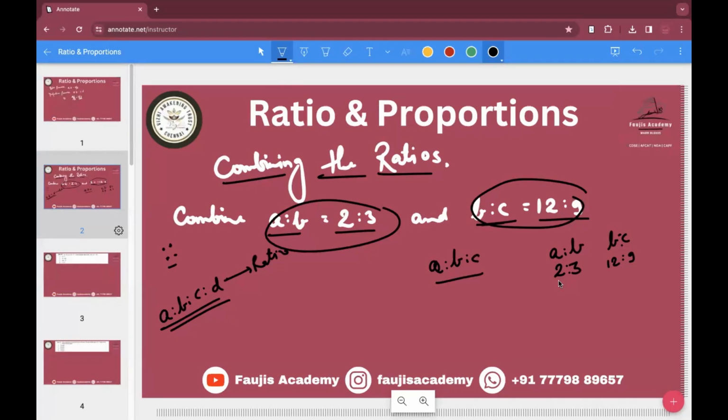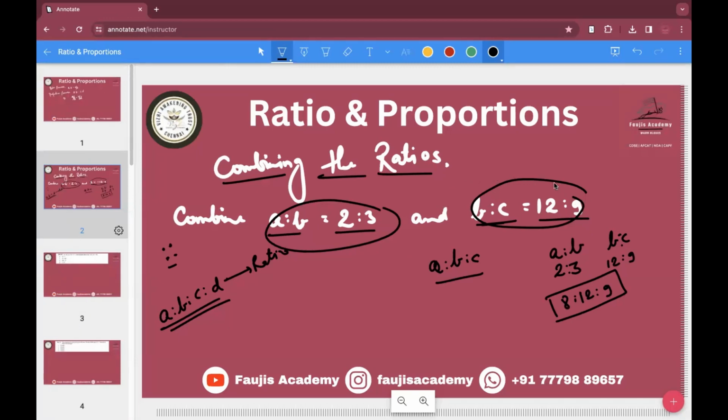Tell me, guys, fast. 8:12:9. Yes, that's correct. And how did we do it? I multiplied the A is to B ratio with 12 and the B is to C ratio with 3, and I simplified it. Absolutely, that's the way to go.